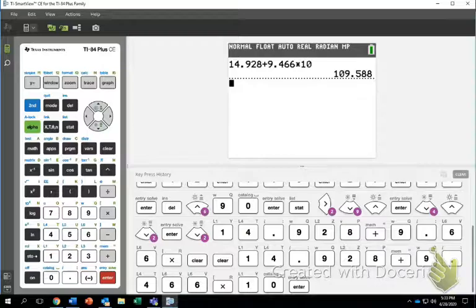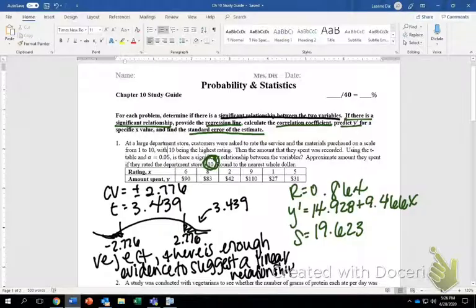$109.59. So y prime would equal $109.59. And then the last sentence says round to the nearest whole dollar. Okay, so that would be $110. And this would be my answer.